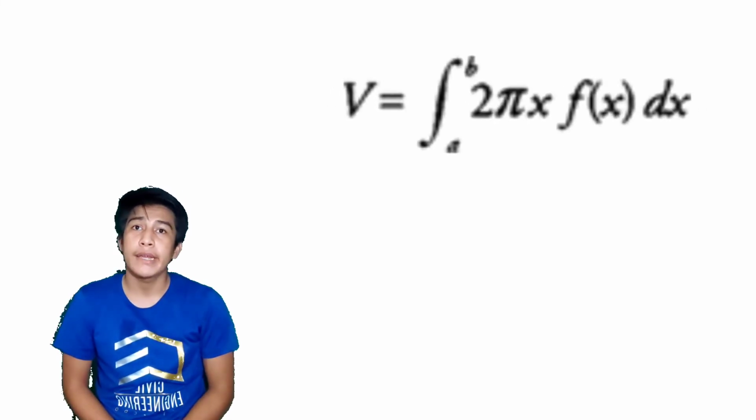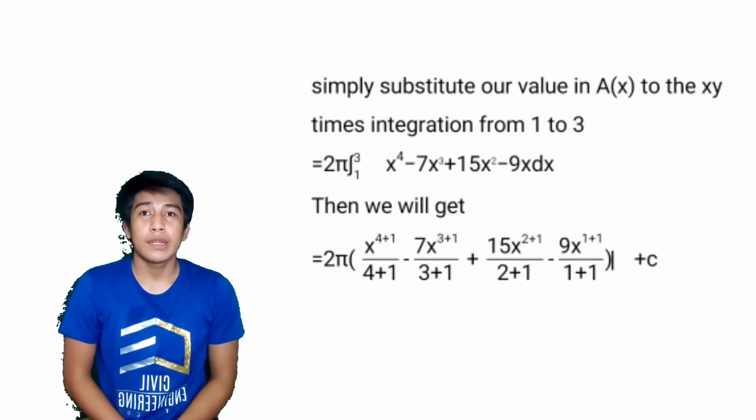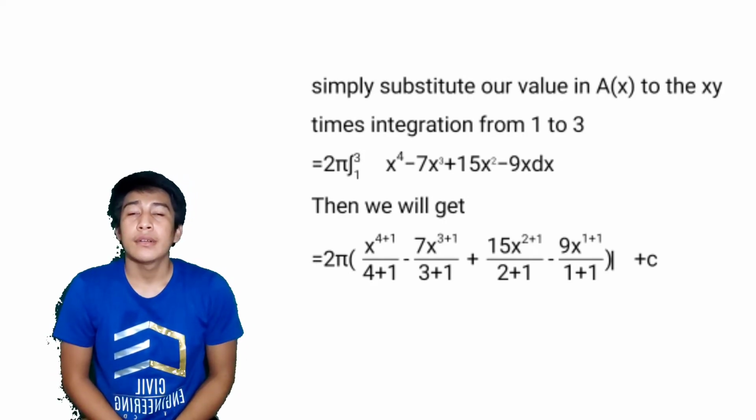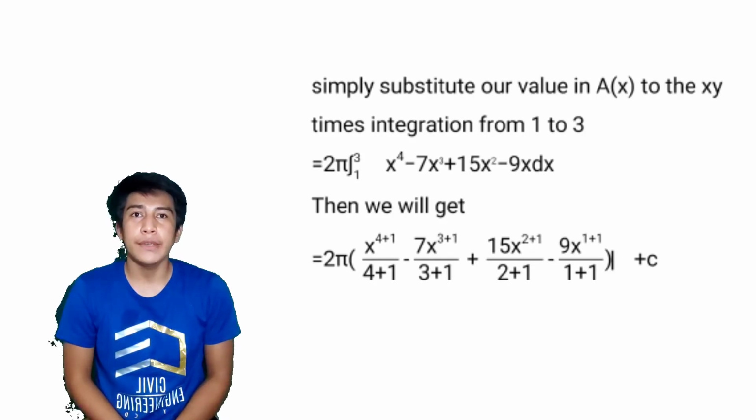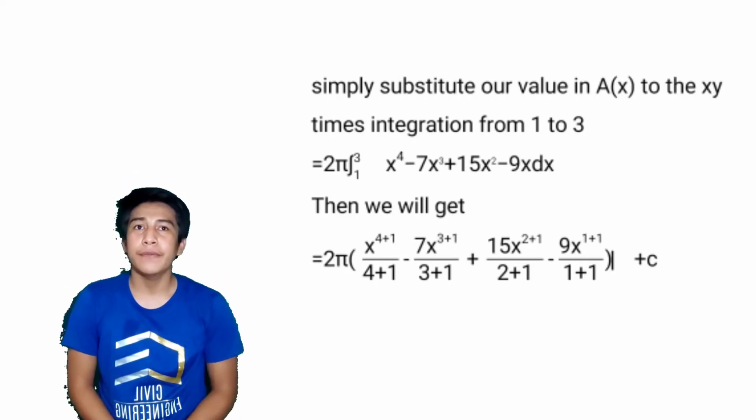And then we will solve our volume with this formula: V equals 2 pi times the integral from a to b of xy dx. We will use this formula because it rotates about the y-axis. Then simply substitute our expression for y into xy. Then we will get 2 pi times x to the power of 4 plus 1 over 4 plus 1, minus 7x to the power of 3 plus 1 over 3 plus 1, plus 15x to the power of 2 plus 1 over 2 plus 1, minus 9x to the power of 1 plus 1 over 1 plus 1, from limit 1 to 3, plus C. And then simplify and we will get this.